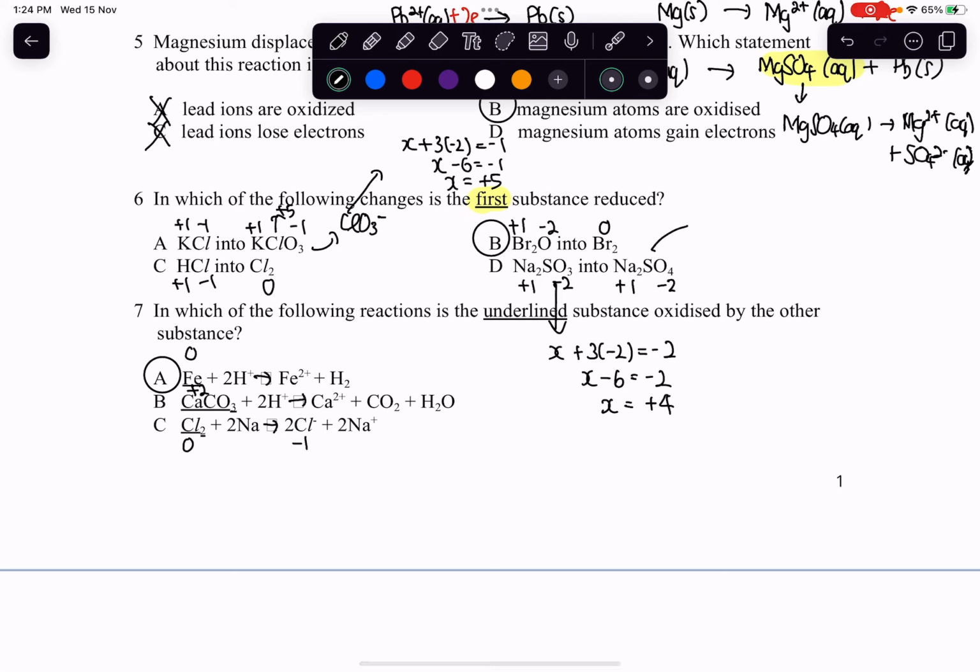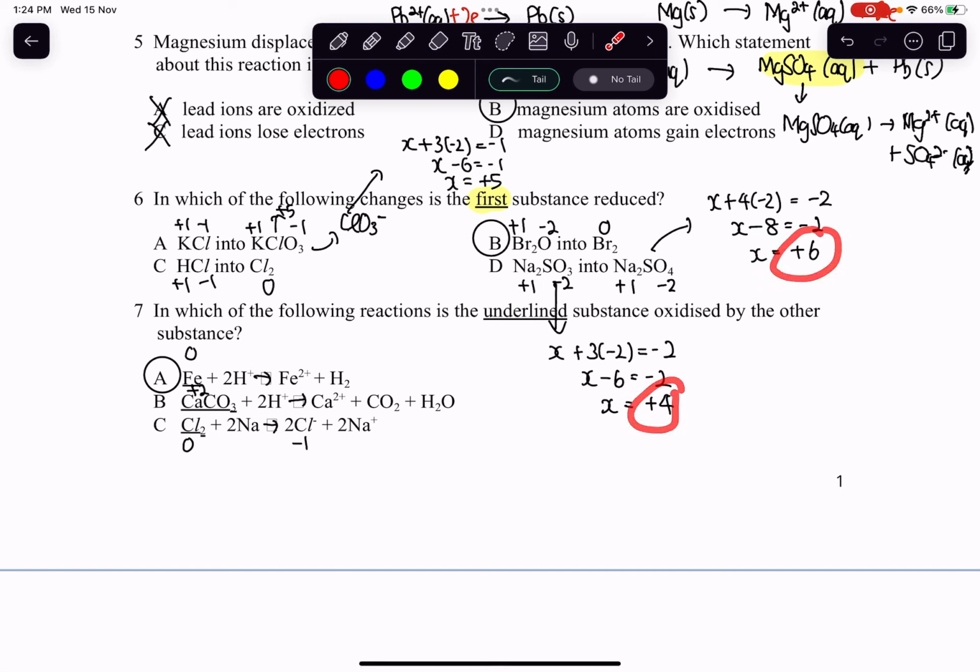In Na2SO4, you let the OS of S be x, so you have x plus 4 times minus 2 equals minus 2, because the charge of SO4 is 2 minus. So x minus 8 equals minus 2, x equals plus 6. Same thing, it's plus 4 to plus 6, oxidized. Whereas the rest of the atoms, there's no oxidation or reduction because the OS stays the same. So the answer has to be B.